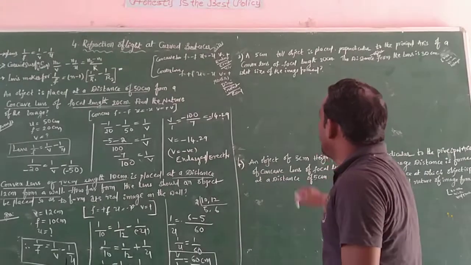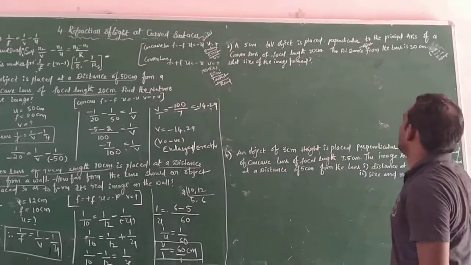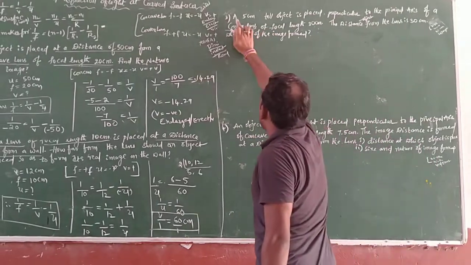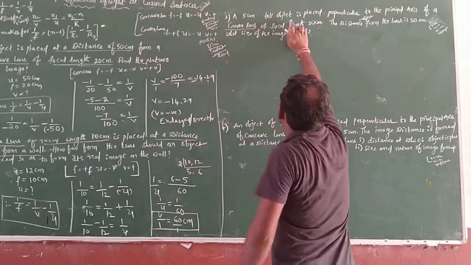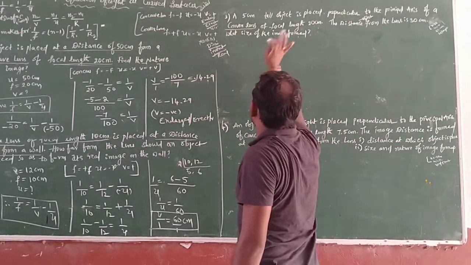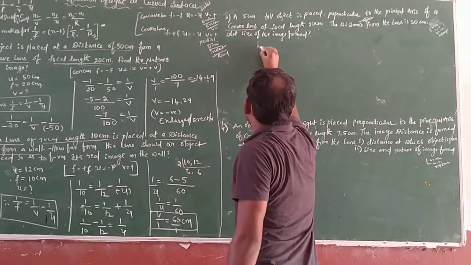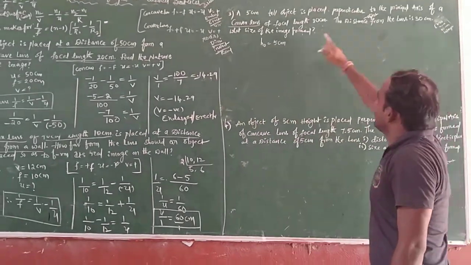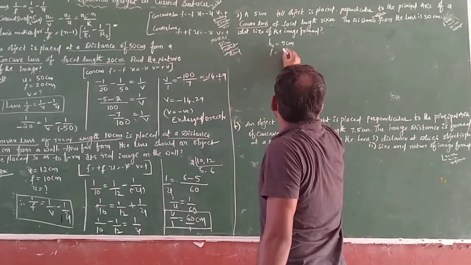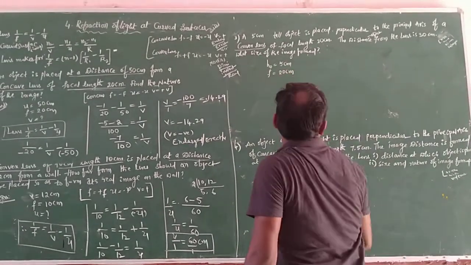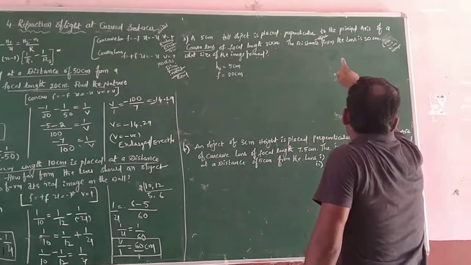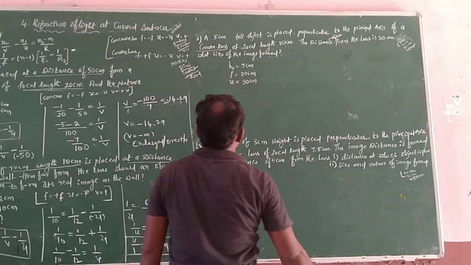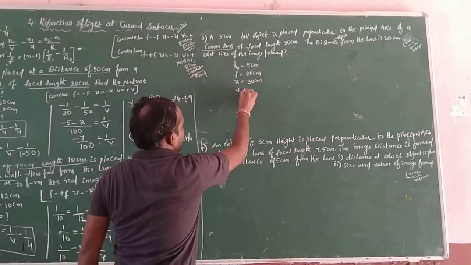Here, first you have to see which lens is given. That is a convex lens. And what is given in the question? A 5 centimeter tall object, so the object height is 5 centimeters. The focal length is 20 centimeters, and the object distance u is 30 centimeters. We are finding the v value.